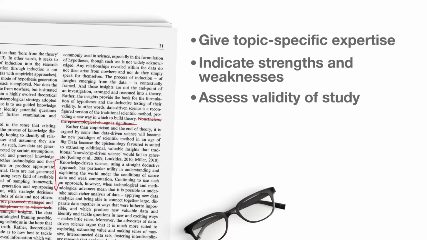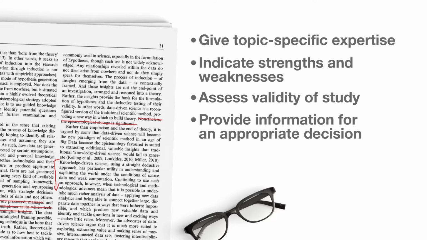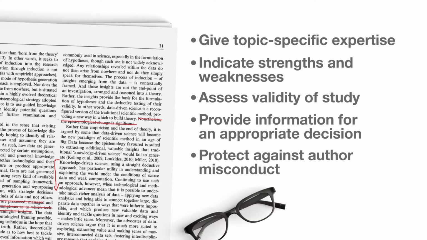Assess the validity of the study or studies in the context of a particular field. Provide enough information for them to make an appropriate decision. For example, reject or accept pending minor or major revisions. Help protect against author misconduct, like plagiarism, data manipulation, and unethical research practices, as well as general fact-checking and looking for errors. Now we're ready to start the actual review.